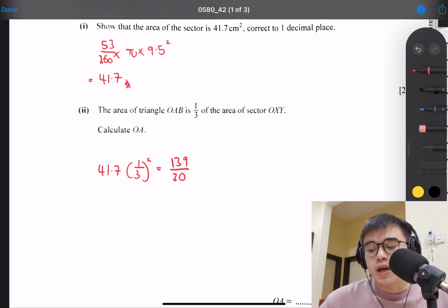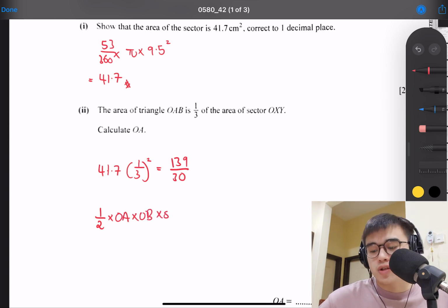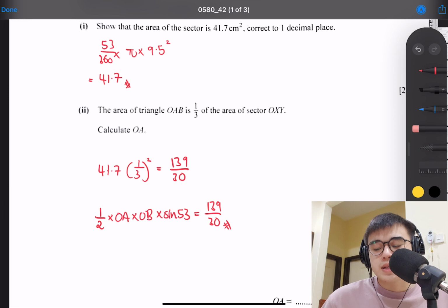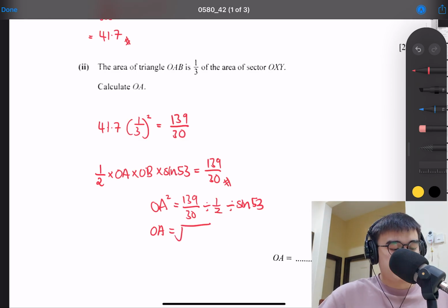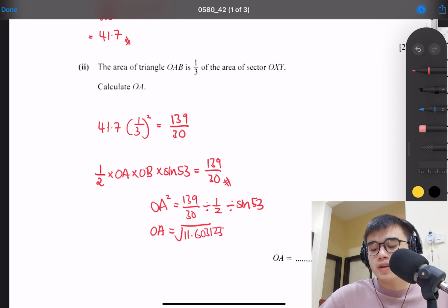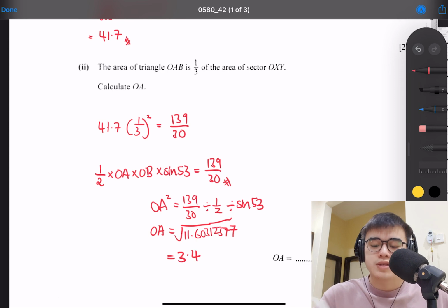So to get to the answers, you can now use 1/2 times OA times OB times sine 53, and it will be 139/30 over here. So OA and OB is basically the same because it will form an isosceles triangle. And you should be getting OA square. To simplify this, I wrote it as OA square, and I put 139/30 divided by 1/2 divided by sine 53. So OA itself will be square root of the entire thing. So you should be getting square root of 11.6031237. And you press square root of the answers. You should be getting your results as 3.4 centimeters for your OA's value.